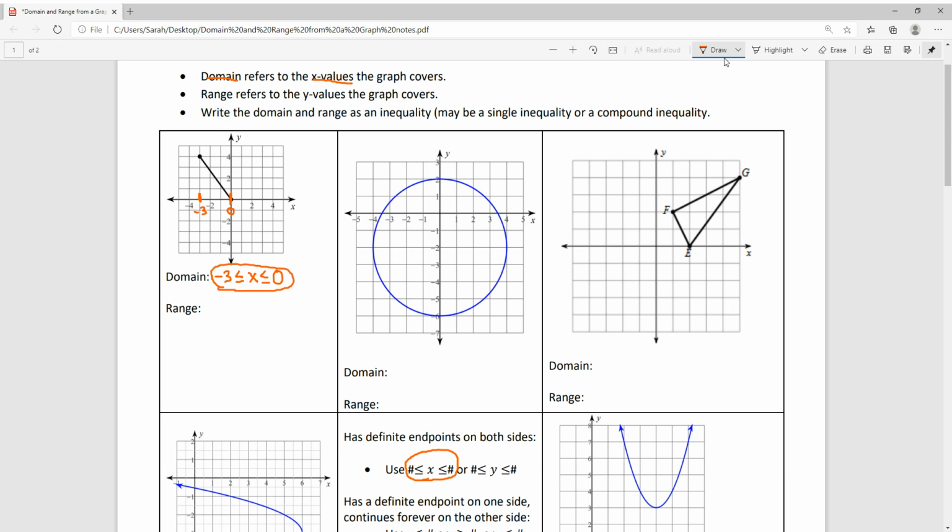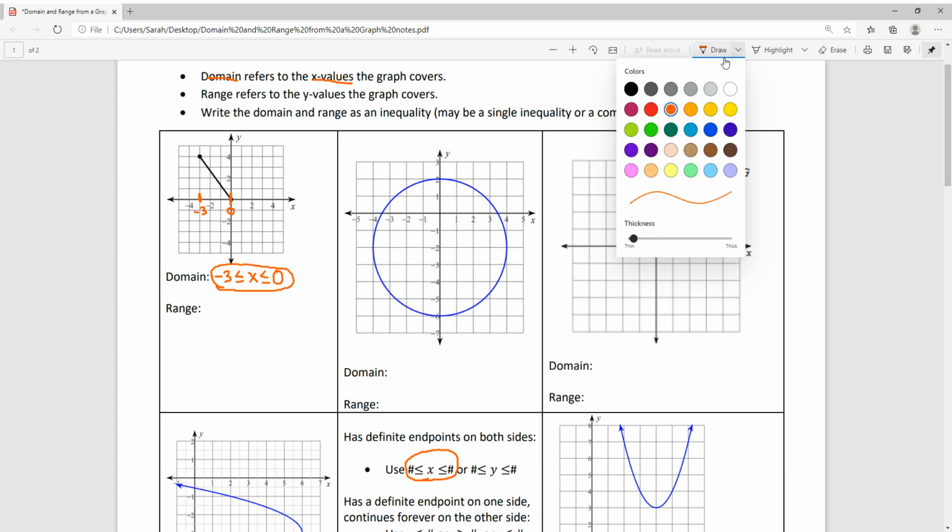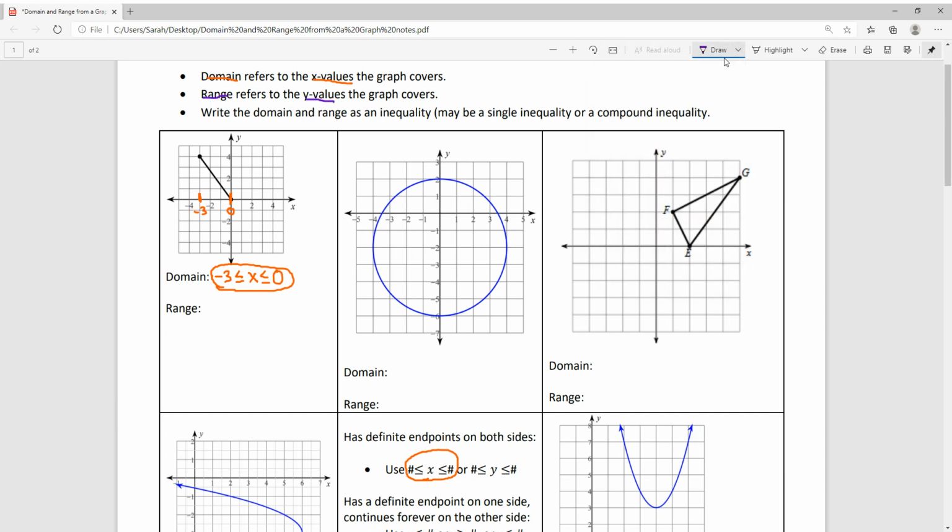Now we're going to do the same thing with the y's, because our y values talk about our range. So my range is my y values. Looking at my graph here, the smallest or lowest y value my graph covers is 0. The largest y value my graph covers is at 4. So I'm going to write my range the same way with those less than or equal to signs, y in the middle. My smallest y value goes first, so 0. My largest y value goes at the end, which is 4. So my range is between 0 and 4, including 0 and 4.